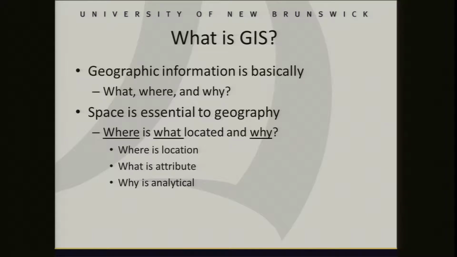Where is the locational attribute? So where can be any number of things in terms of attribute location. It can be a text-based name. It can be a coordinate in space. It can be an address. It can be any number of things. What is the attribute? So what are we looking at? Is this a crime event? Is this a traffic event? Is this a death or a cancer incident? And why is analytical. So why is this event happening where it is? So these are questions that we answer with geographic information.